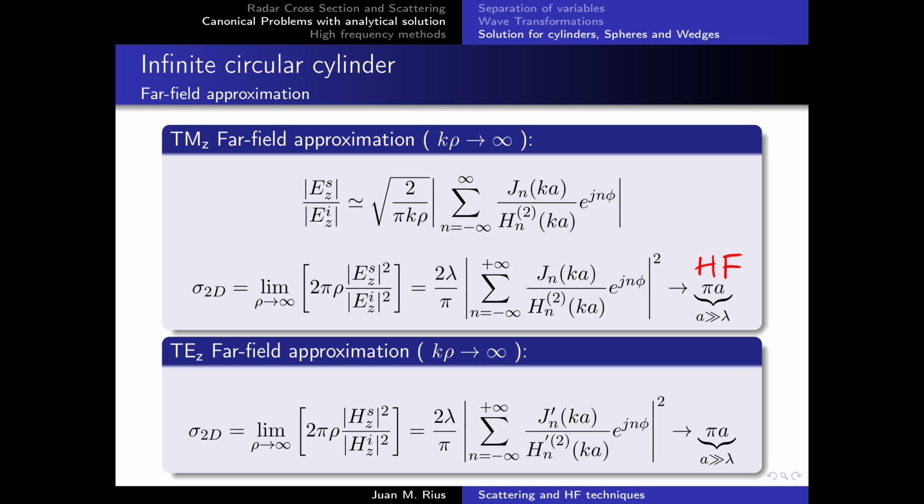Both in TE and in TM cases, although in the general formula for any radius, the expressions of the Fourier series coefficients for the TM and TE case are different. However, in high frequency, for radius very large compared to the wavelength, in practice it is enough that it is a few wavelengths, it converges to pi a.